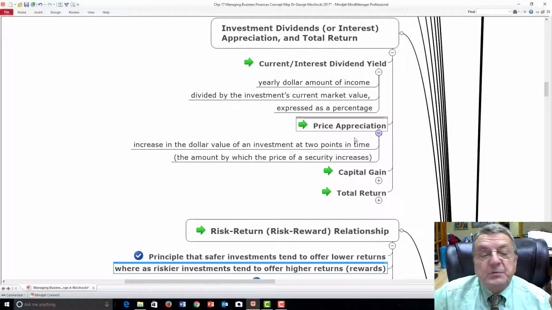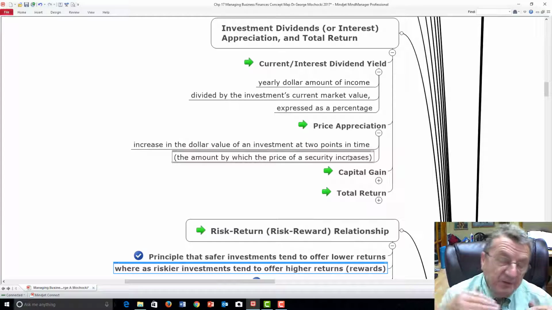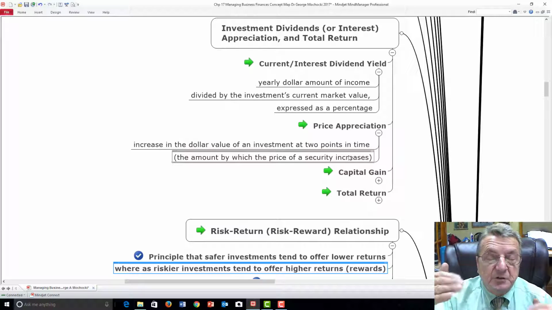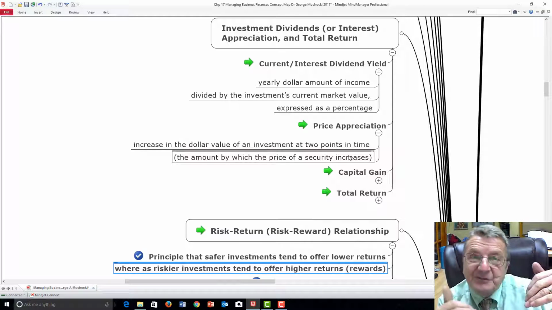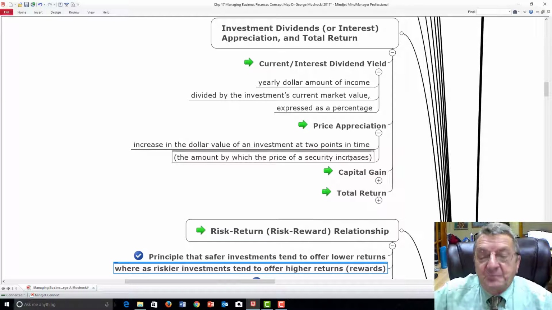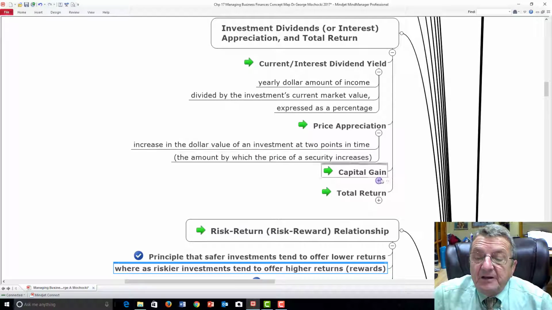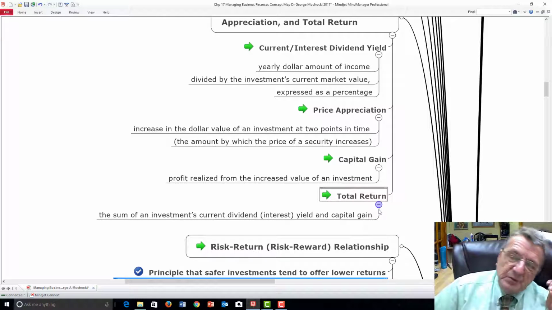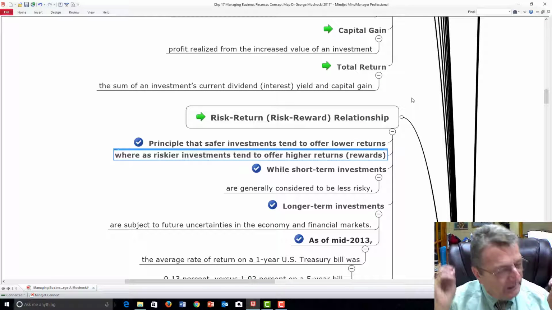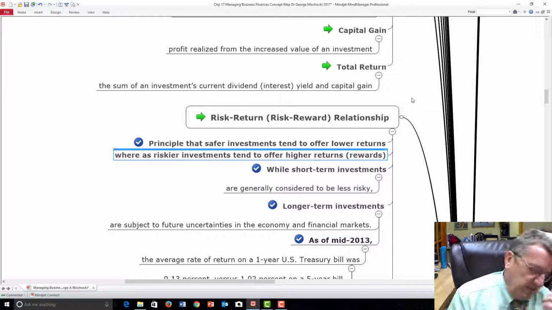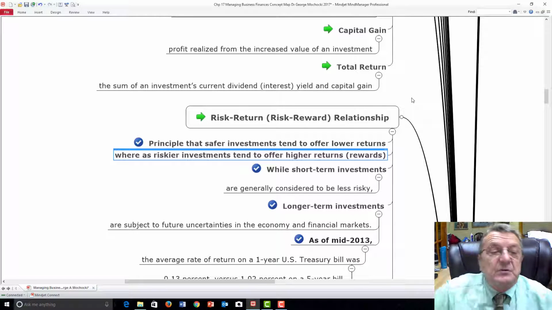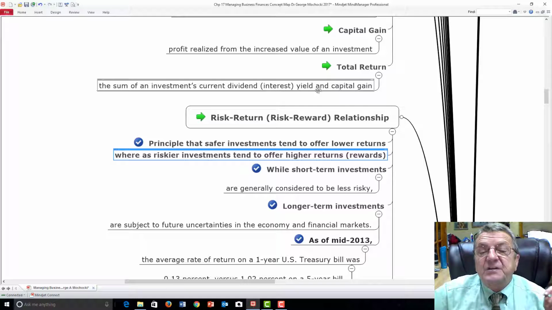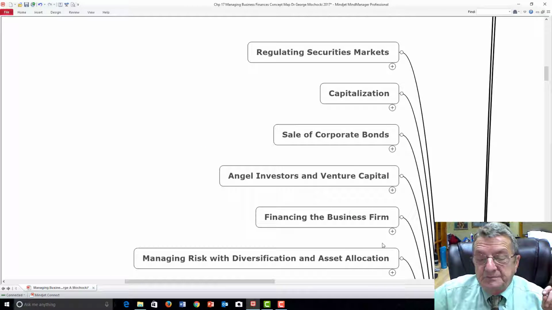Price appreciation: the increase in the dollar value of an investment at two points in time, the amount by which the price of a security increases. So I'm looking at what the value is depending on my security. When we looked at the graph, it made it clearer. Capital gain is what I gained on my investment. It is profit realized from increased value in the investment. When you look at total return, especially in finance, everybody that took some piece had to pay somebody, had to put in a tip. What I have left, that's my total return: the sum of investment, current dividend, interest, yield, and capital gain. That's my total return. Okay?